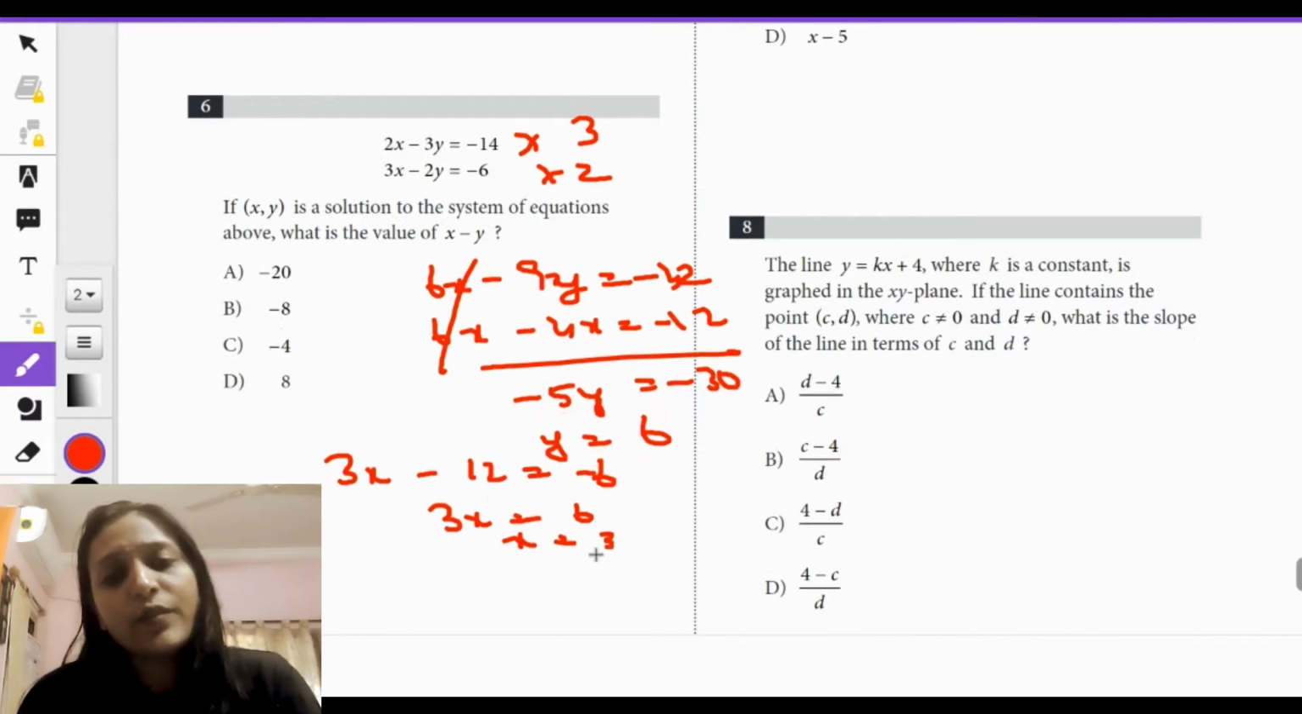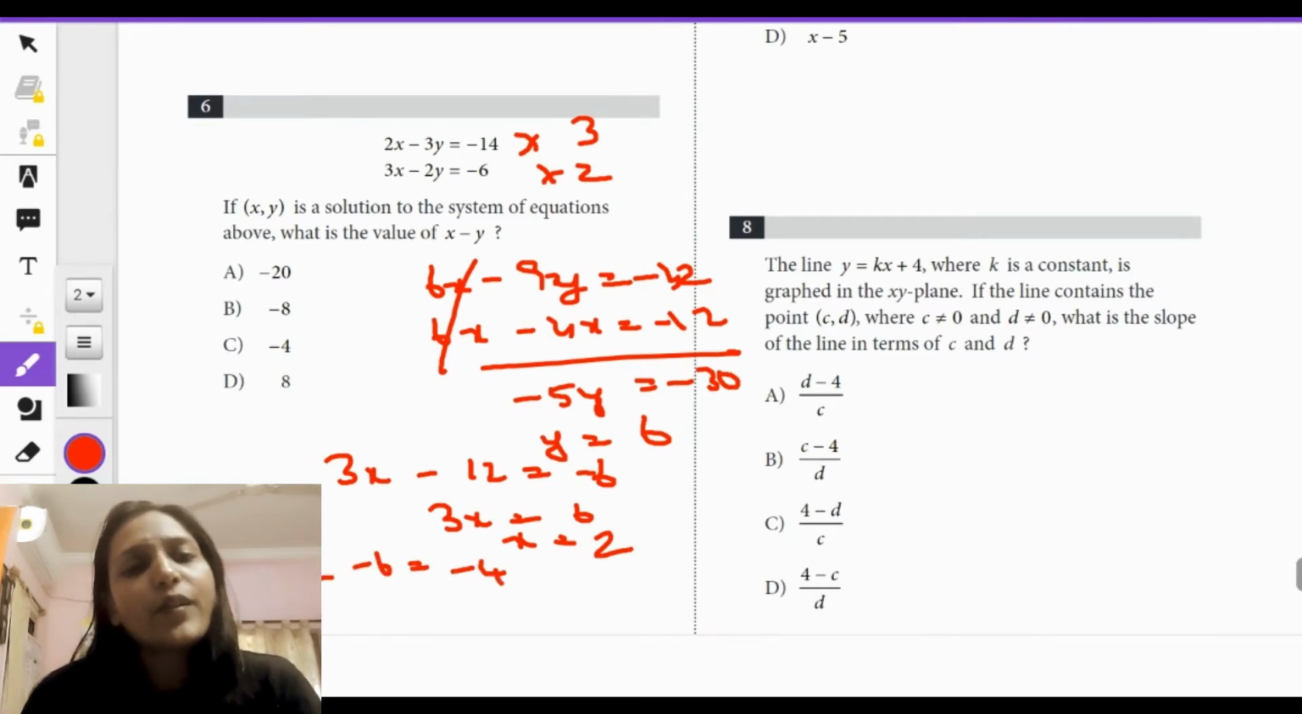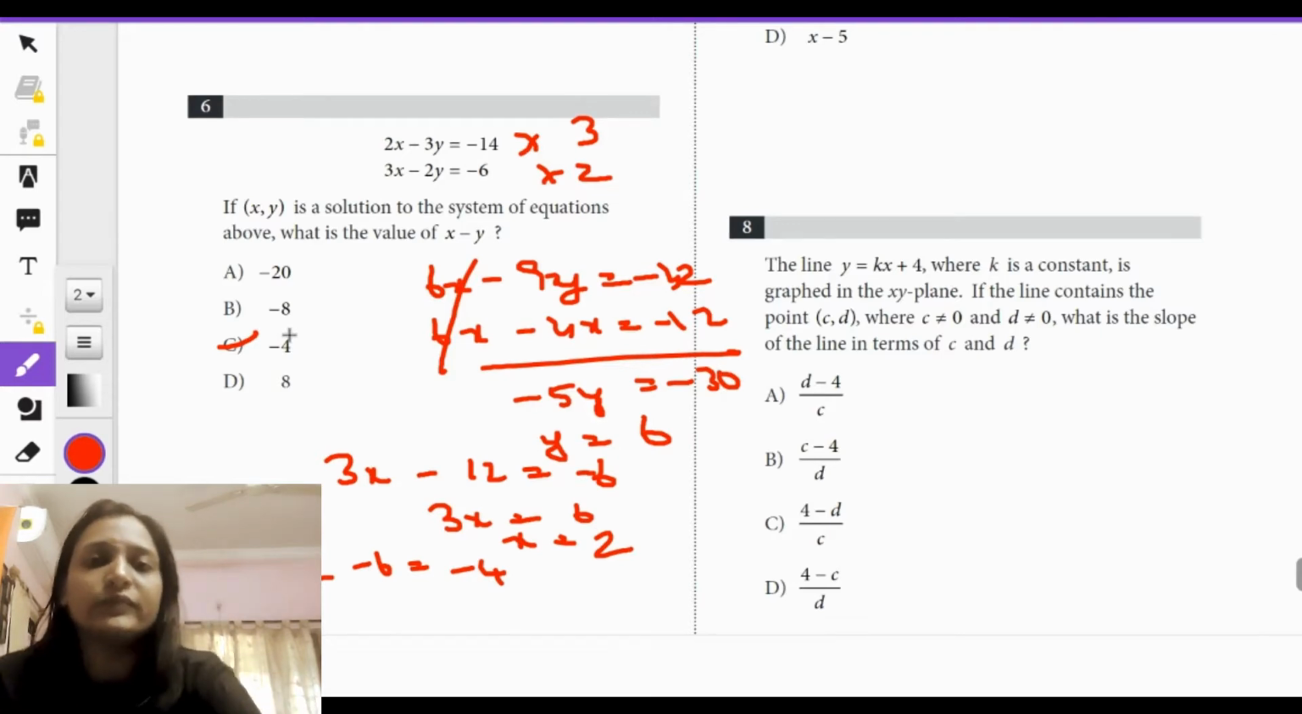Sorry, x is equal to 2. So x minus y would be minus 4. So your answer should be C.